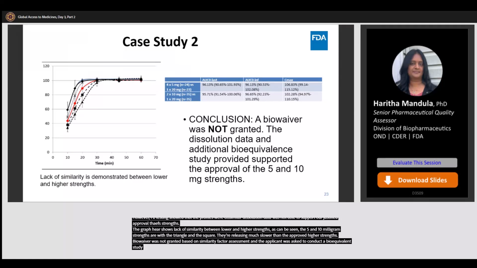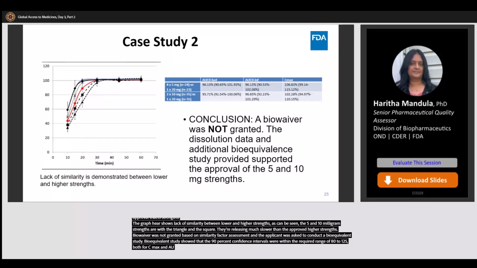Bioequivalence study showed that the 90% confidence intervals were within the required range of 80 to 125, both for Cmax and AUC. And the dissolution data, along with the additional bioequivalence study, provided support for the approval of the 5 and 10 milligram strengths.